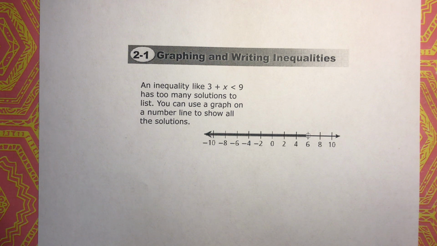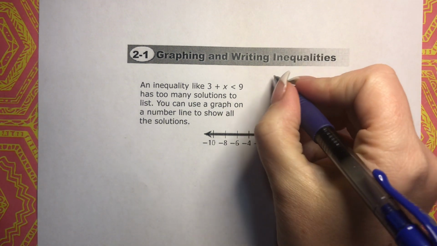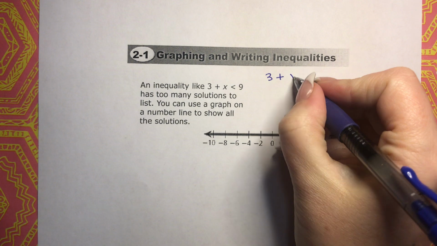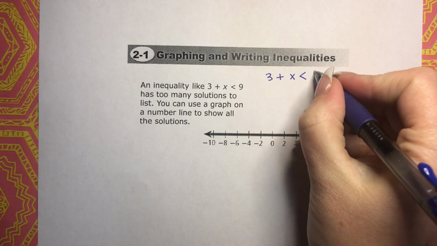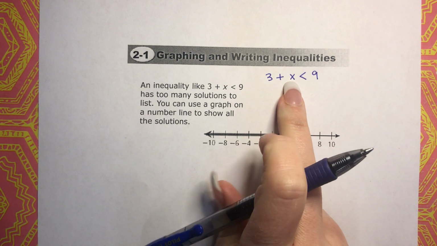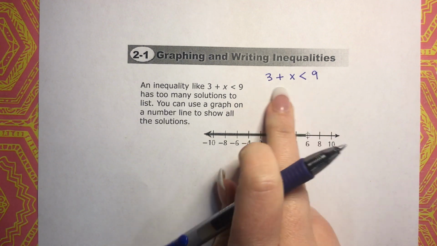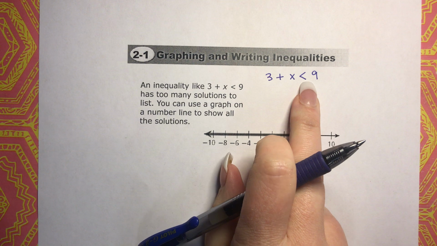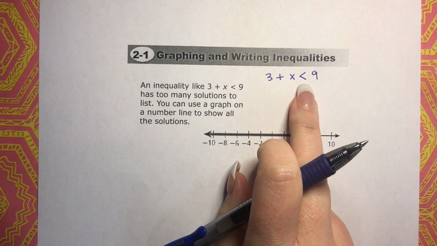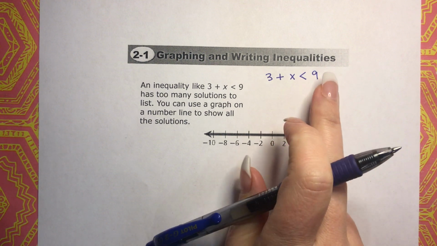Now let's see how they came up with this. First, I'm just going to rewrite this. And remember, whenever you want to figure out what the solution is, you have to isolate the variable, right? Inequalities are very similar to equations. The only difference is if you multiply or divide by a negative number, you have to flip the sign. Otherwise, it's just the same.